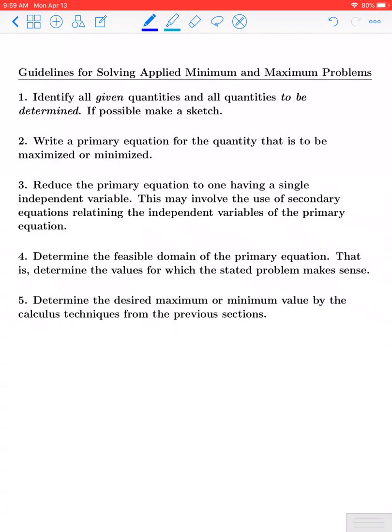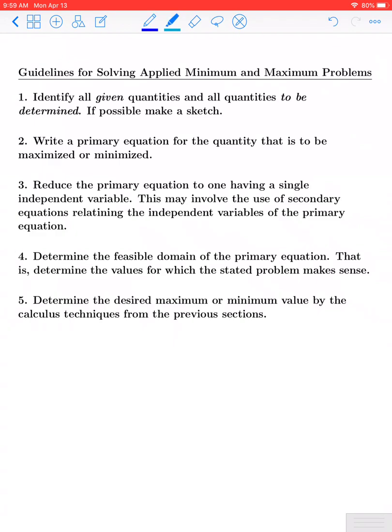The next step would be to write a primary equation for the quantity that is to be maximized or minimized. From there, the goal is to reduce the primary equation to being that of a single variable. This oftentimes requires use of that secondary equation, which we refer to as a constraint equation. Solve the constraint equation for one of the other variables, and then you can substitute that into your primary equation to reduce it to a function of a single variable.